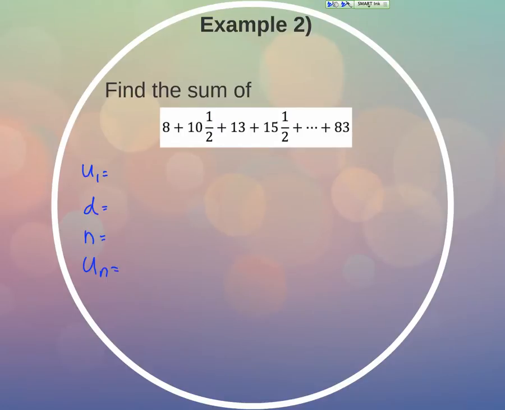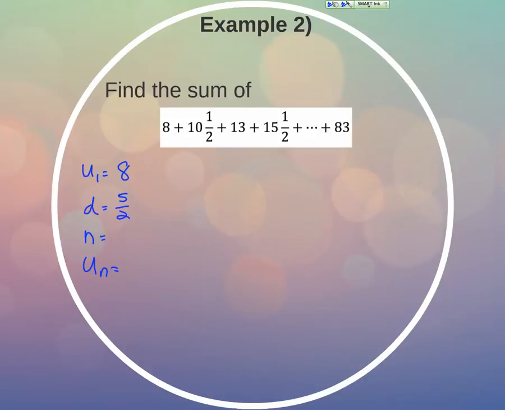So we'll look at everything we know. What's my first term? We got 8. What's the common difference? 2.5 again. That was just coincidental. Do I know how many terms I have?